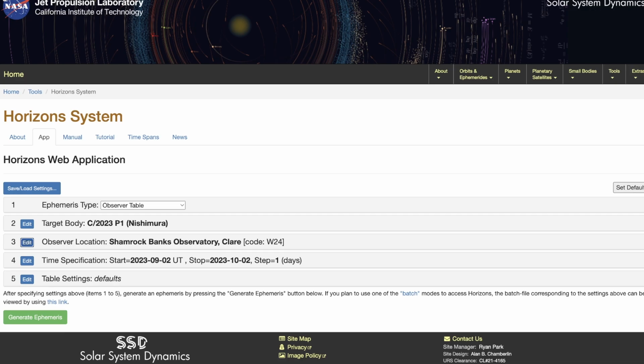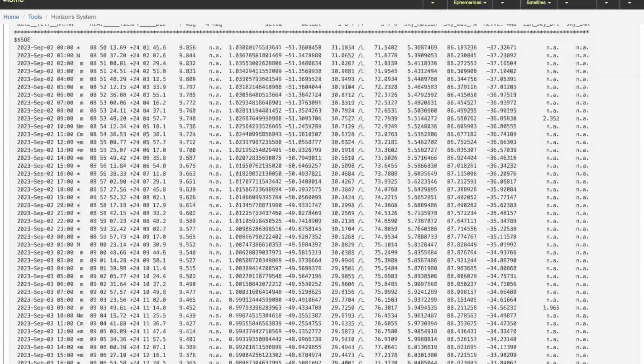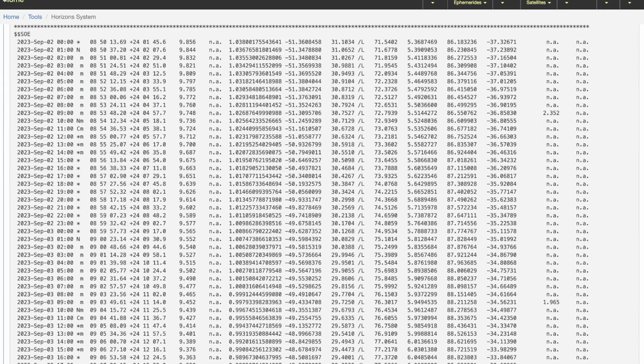Shamrock Banks Observatory. The time specified is fine because of the time that I actually did this observation. While it was the morning of September 2nd for me, about 5 a.m., it was actually about 9 o'clock UTC. So we'll go ahead and generate our ephemeris. And right here, September 2nd at 9 a.m. UTC, there is our right ascension and our declination. It should be about a magnitude 9.7 comet.